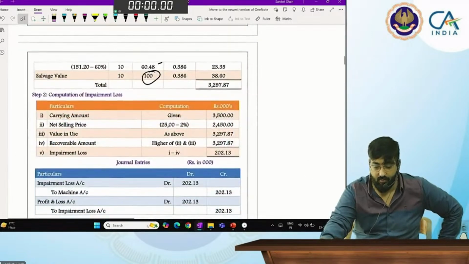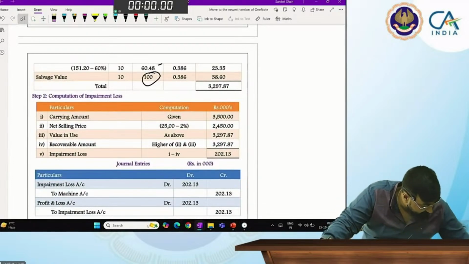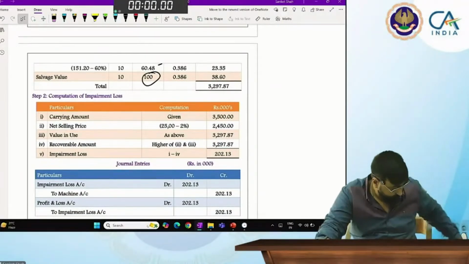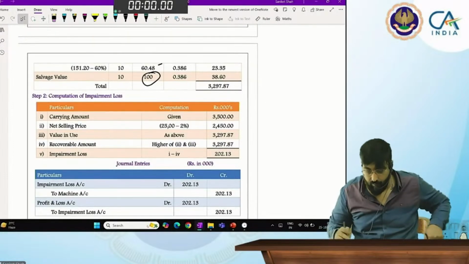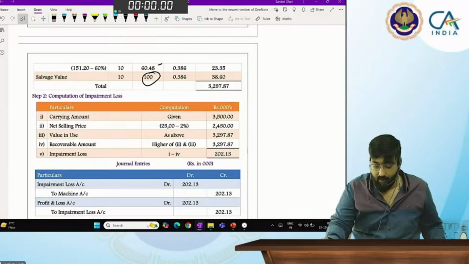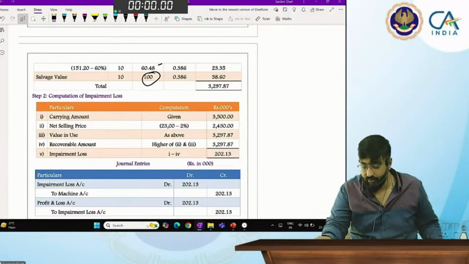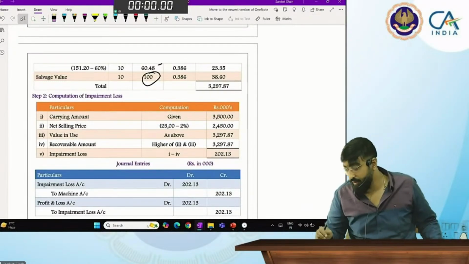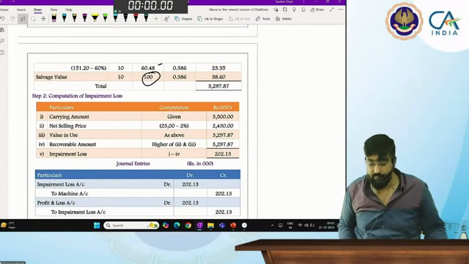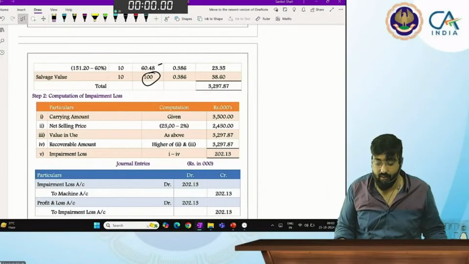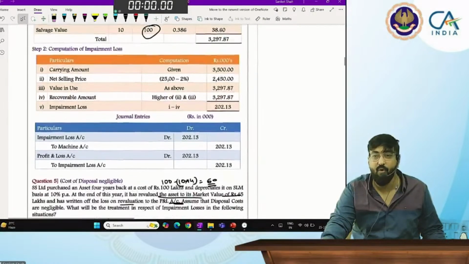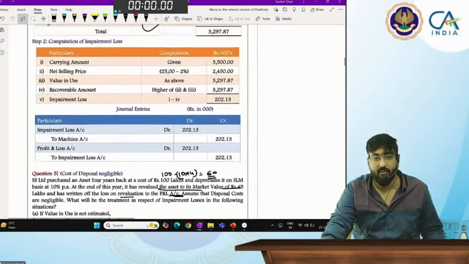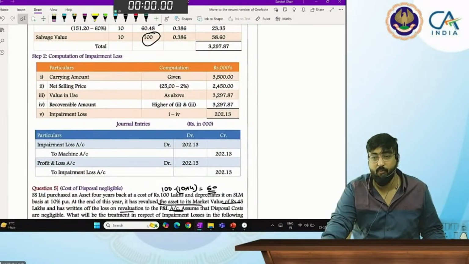Then impairment loss. Impairment loss, I will calculate carrying amount. It is given in the question, and net selling price 2,500 into 20%. Value in use as above. Higher of that is 3297.87, and impairment loss is 202.13. How many of you got the correct answer? 202.13 of fourth sum.